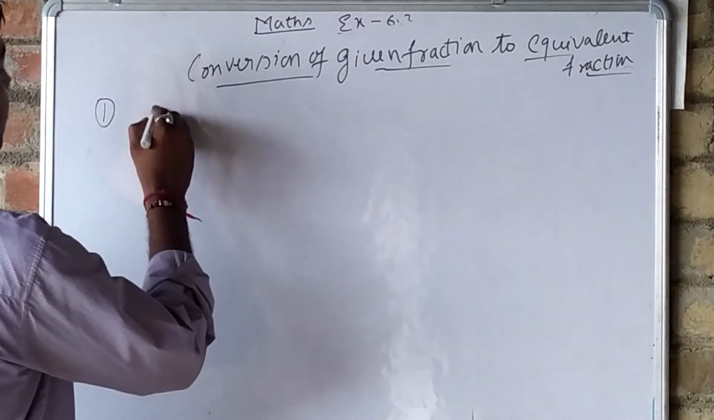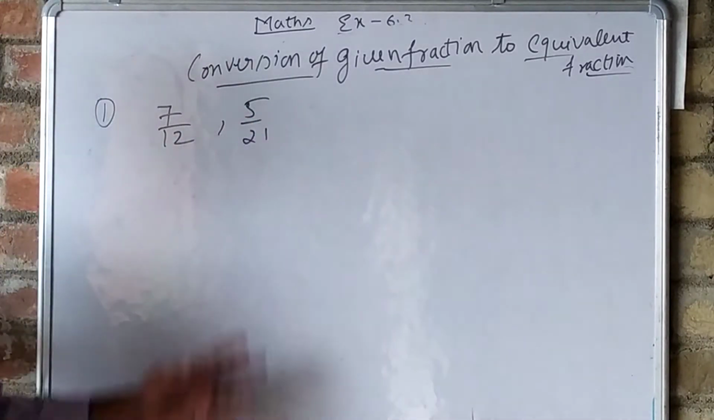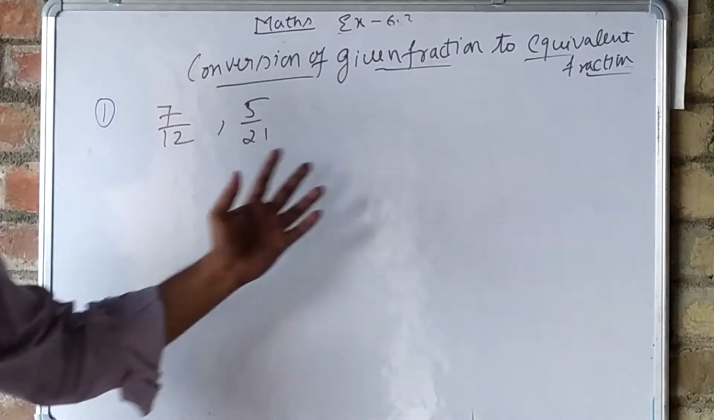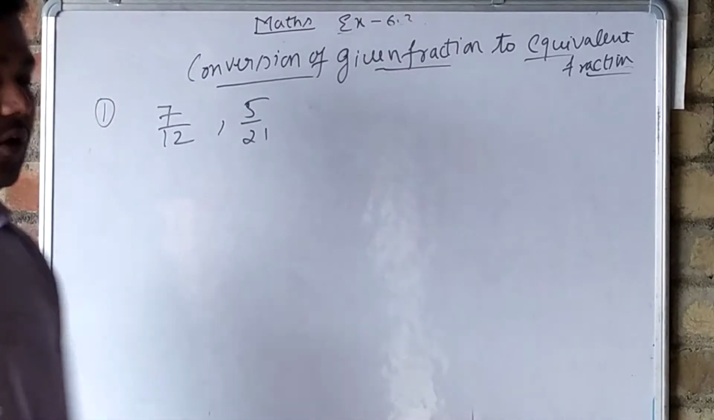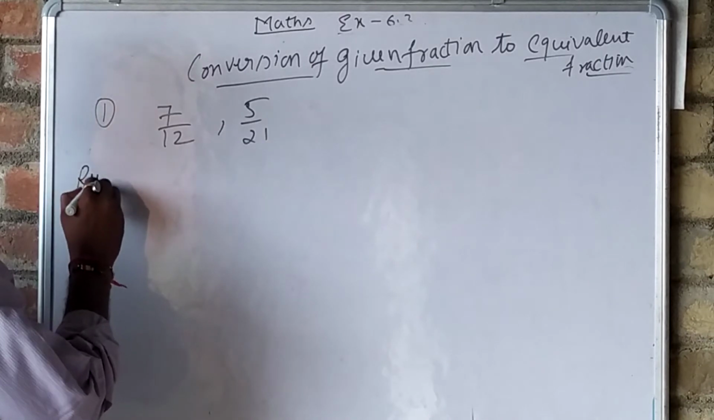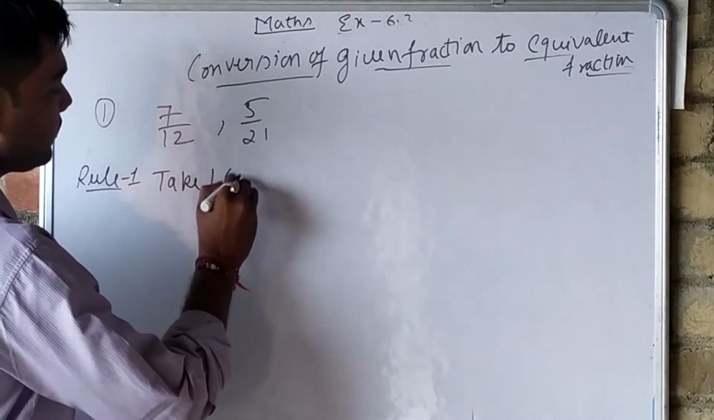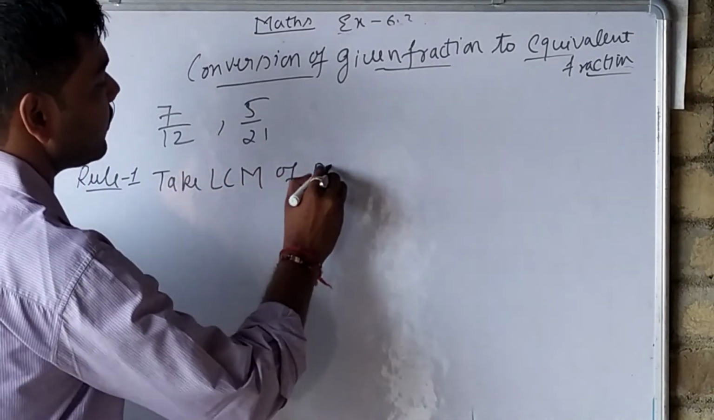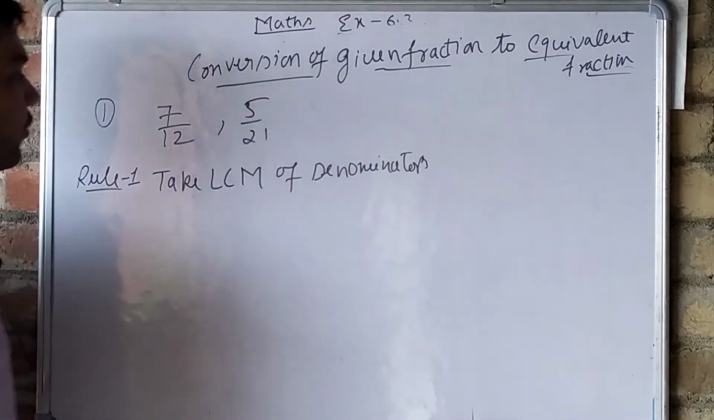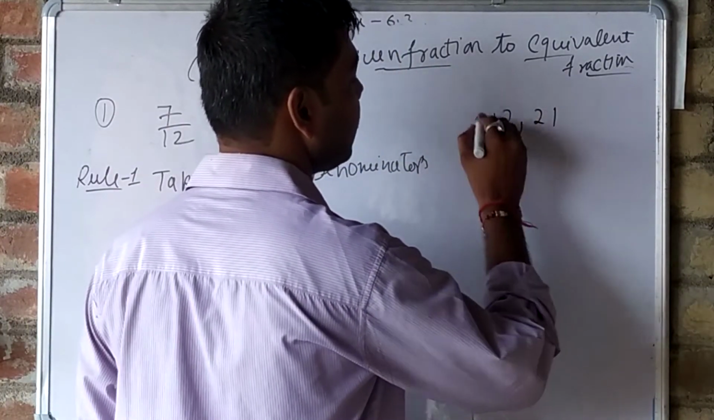See, the first case: 7 upon 12 and 5 upon 21. So what are we seeing? We are seeing two fractions. One is 7 upon 12 and the second is 5 upon 21. We have to convert them into equivalent fractions. So the first rule is what we will do? Rule 1: take the LCM of the denominators. We have to take the LCM of the denominators. So now let us take 12 and 21.